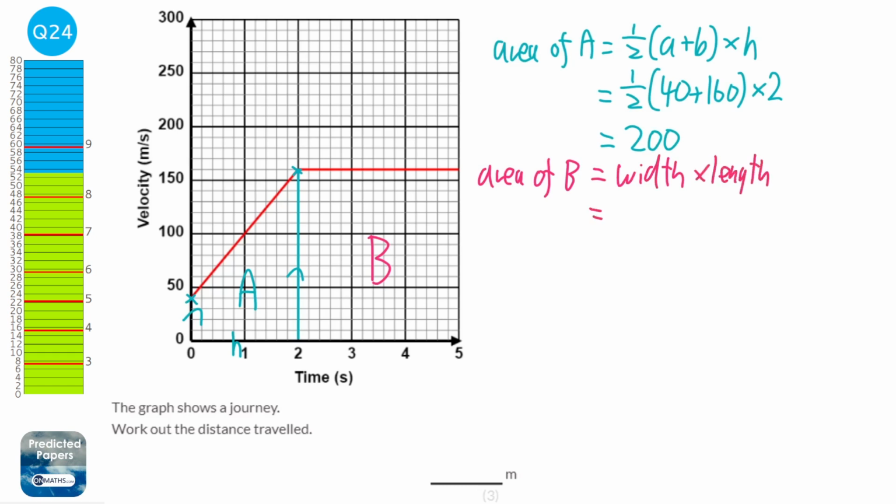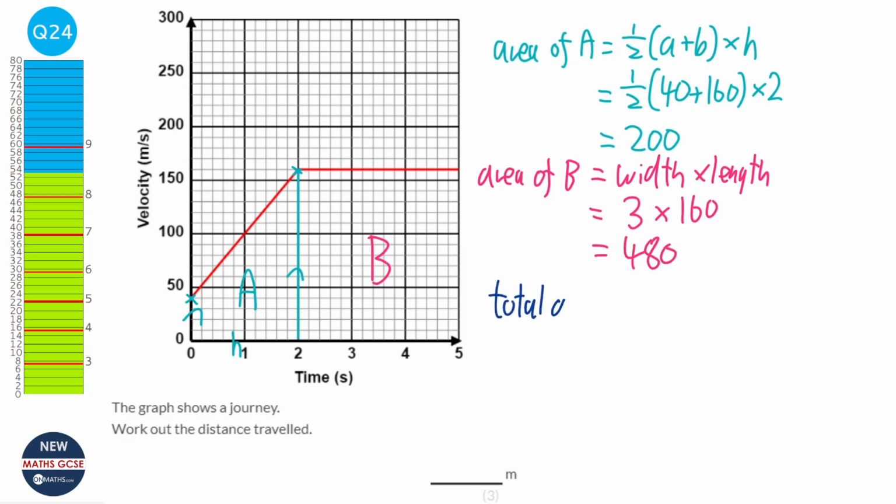So that's going to be 3 wide, and again 160 tall. So 3 times 160, which would be 480. And so we need to work out the total area. And we do that just by adding the two together. So 200 plus 480, which will be 680.